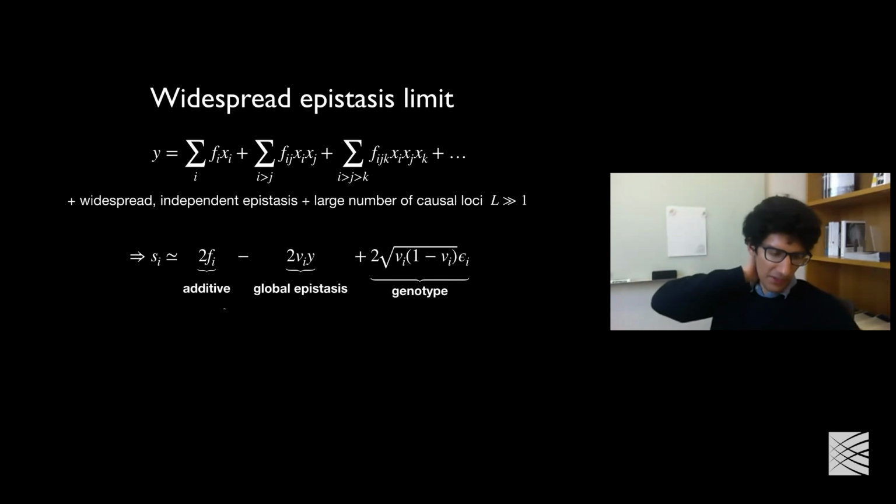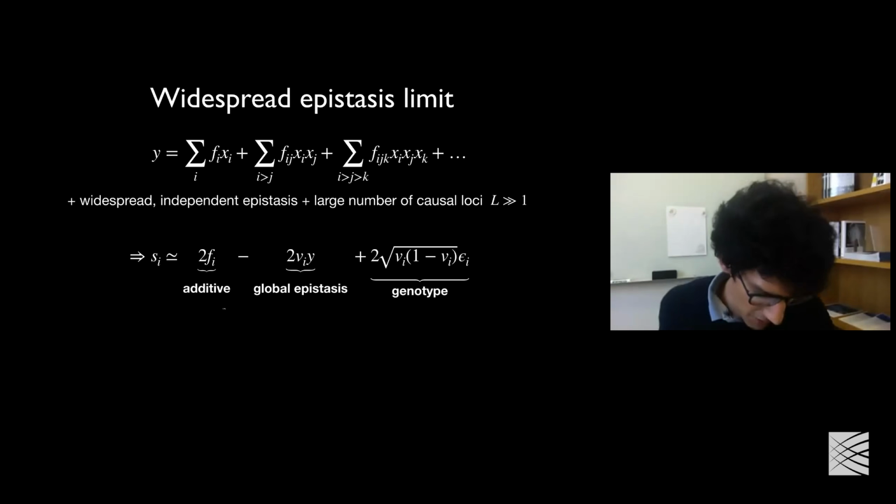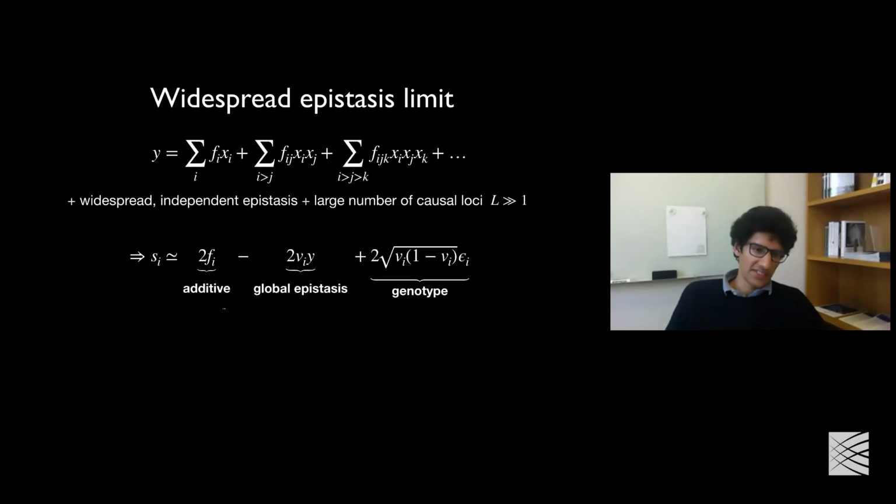If you were there in the previous session, Max mentioned something about a central limit kind of aspect to epistasis when you think about a complex trait. It turns out that something very similar is happening here, and I'll explain a bit more as I go forward.